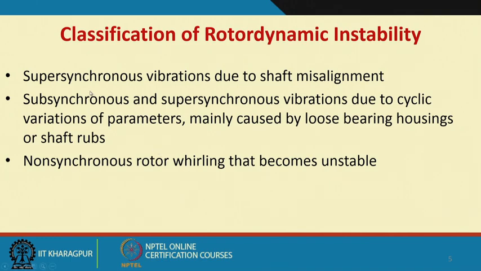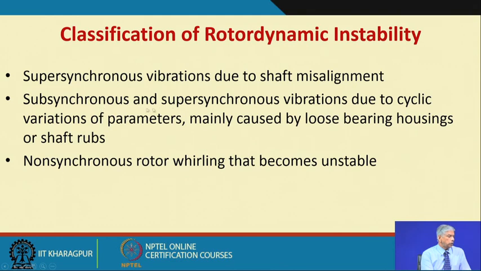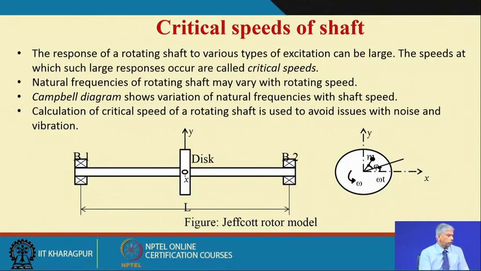And of course, there will be some supersynchronous and subsynchronous vibrations because of shaft misalignment, loose components and so on. So, this is what we are talking about, critical speed. The response is large at critical speeds, and natural frequency will vary with rotating speed. Like I told you, the Campbell diagram shows the variation of natural frequencies with shaft speeds. So, we need to calculate the critical speed of a rotating shaft so as to avoid issues with noise and vibration, and that is the analysis people do for large rotors.